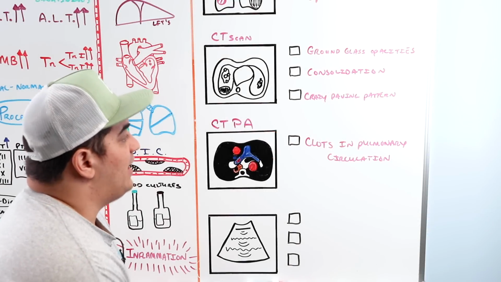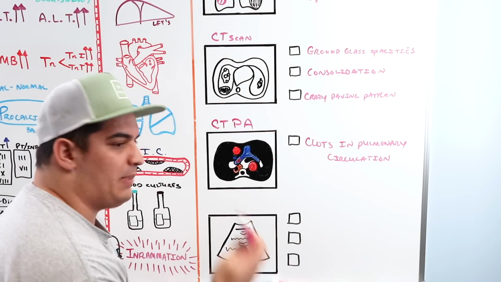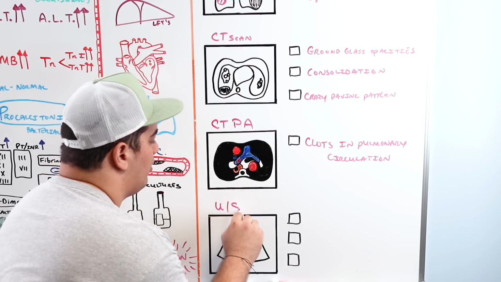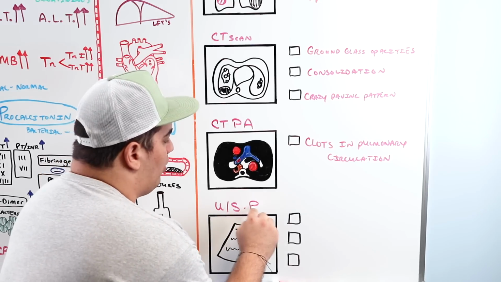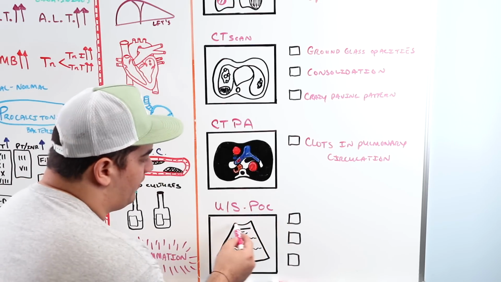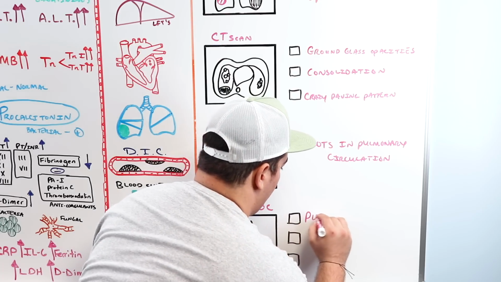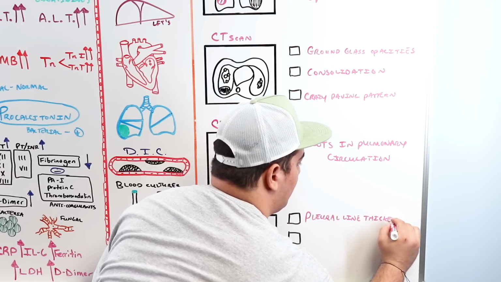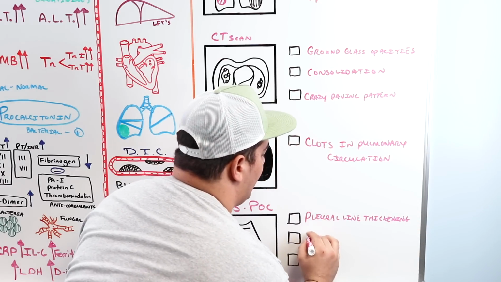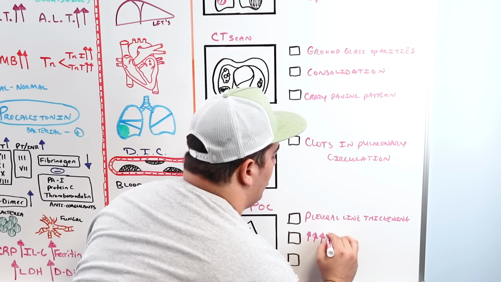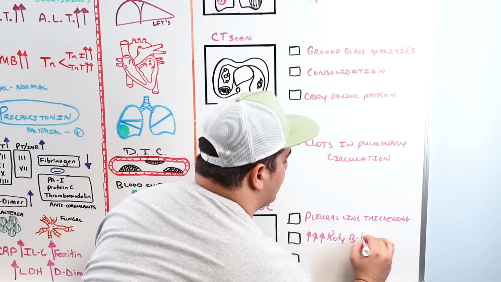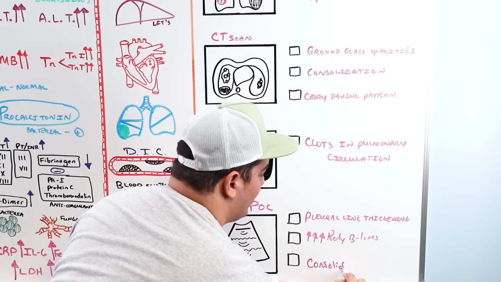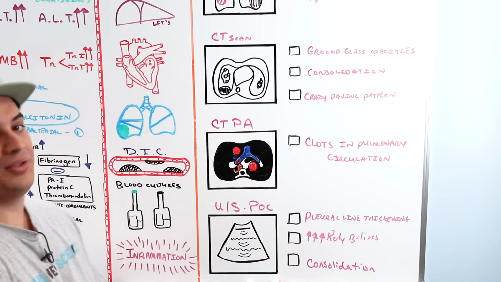The last thing that we can do, because basically it protects the individual from getting a lot of radiation, especially if we're having to check their lungs pretty frequently, is to do what's called an ultrasound. So point of care ultrasound. And this point of care ultrasound can tell us a couple things. One is it can tell us if there's what's called pleural line thickening. The other thing that it can tell us, besides the pleural line thickening, is if there's any increased number of what's called curly B lines. And the other thing that it can tell us is if there are any signs of consolidation that's showing up on this point of care ultrasound.